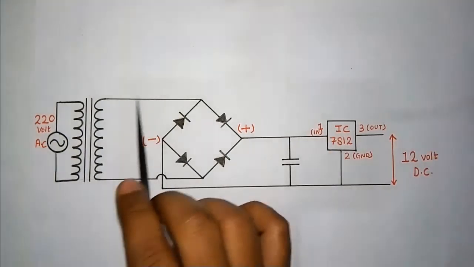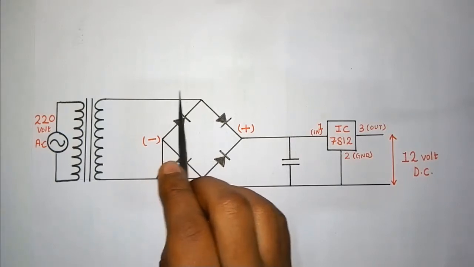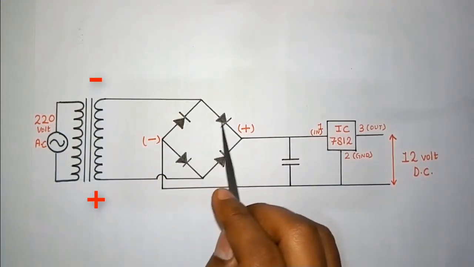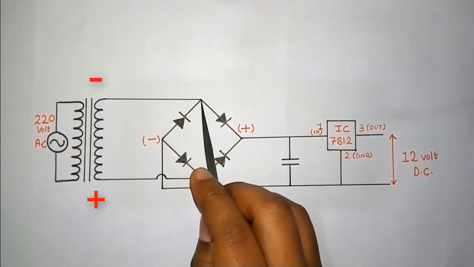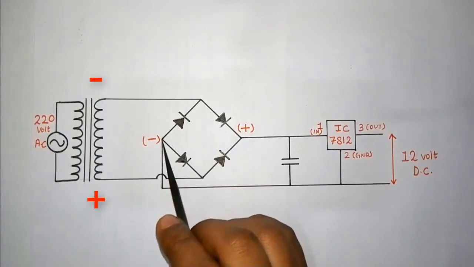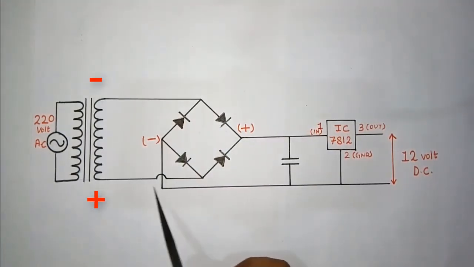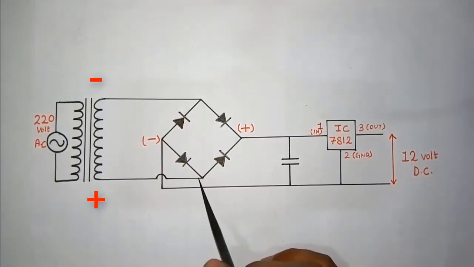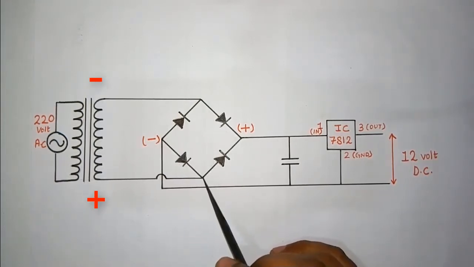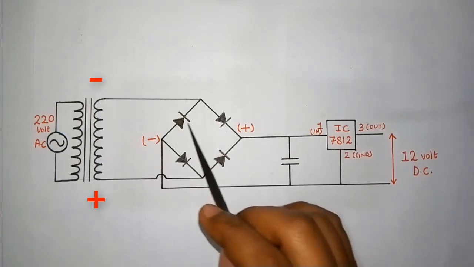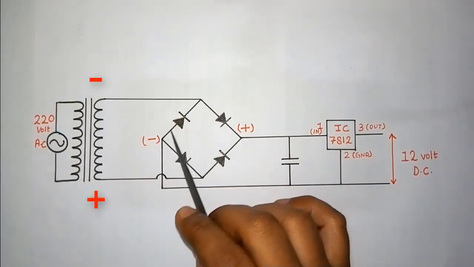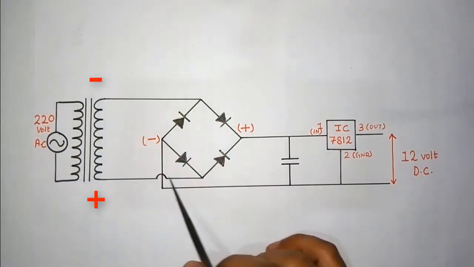Now suppose the negative half is coming. How will this circuit work? Forward, reverse. Here the current will be flowing from the positive. This will act as a reverse bias. Now from the positive, this will act as a reverse bias. This will be acting as a forward bias. Forward for negative, forward for positive.